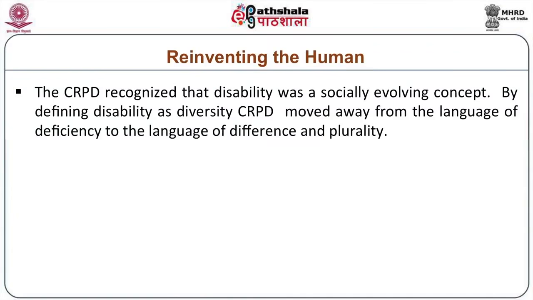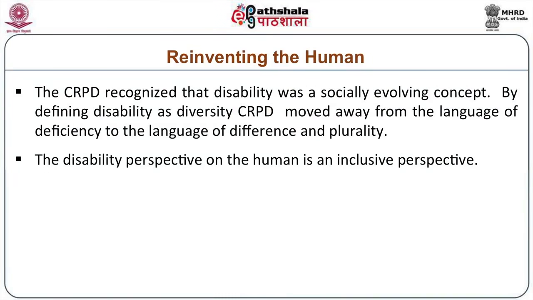So what happens with the CRPD is that we begin to reinvent this conception, this legal concept of who qualifies as a human. The CRPD recognized that disability was a socially evolving concept. By defining disability as diversity, the CRPD moved away from the language of deficiency and toward a language of pluralism, of difference. So prior to the CRPD, we always saw disability as a kind of deficiency. Through the CRPD, this language changed to understand disability as difference.